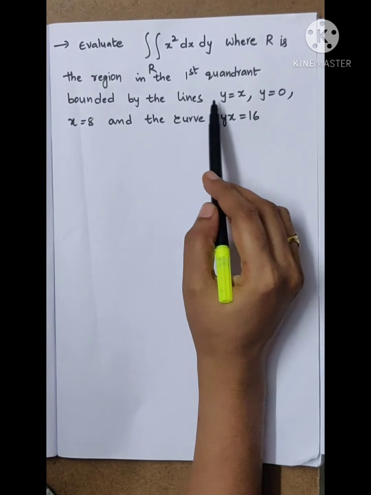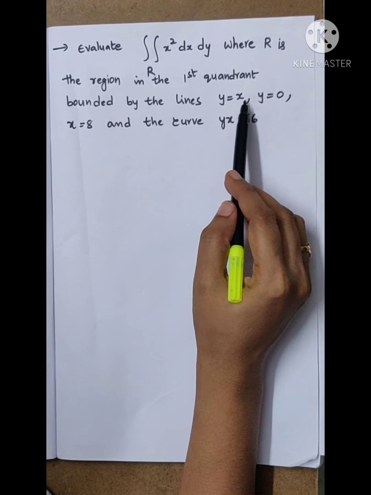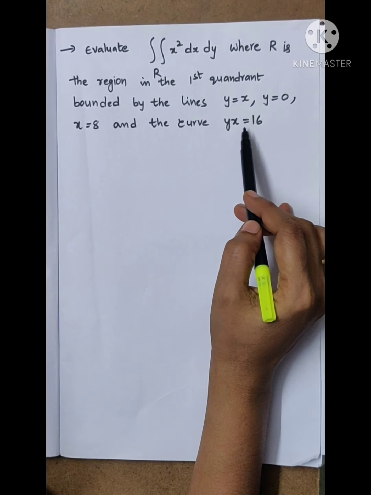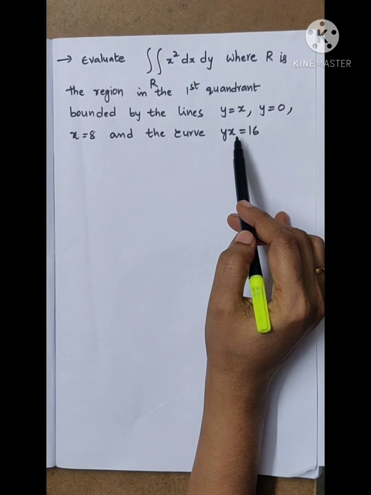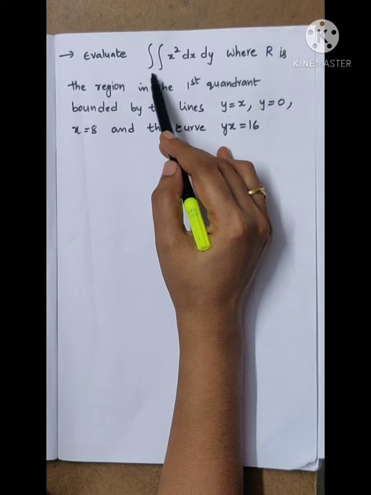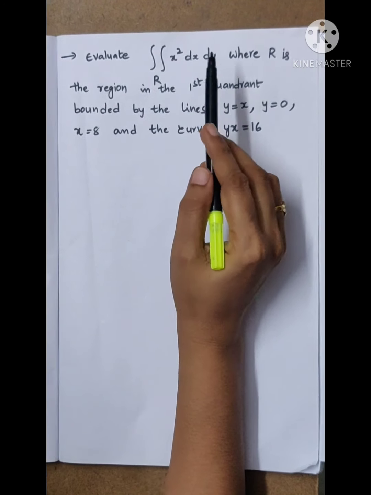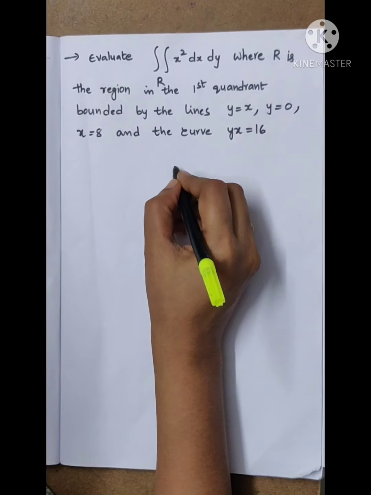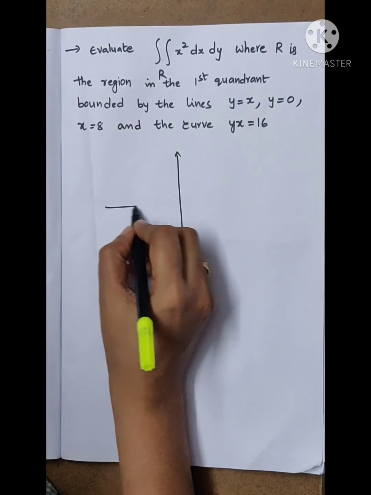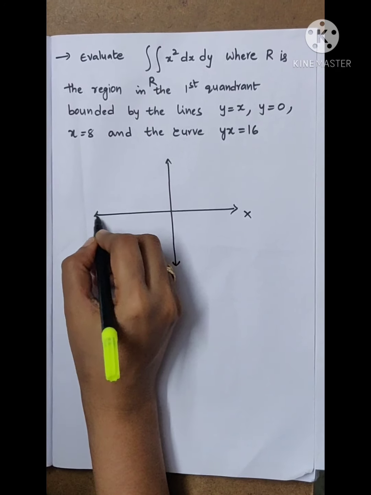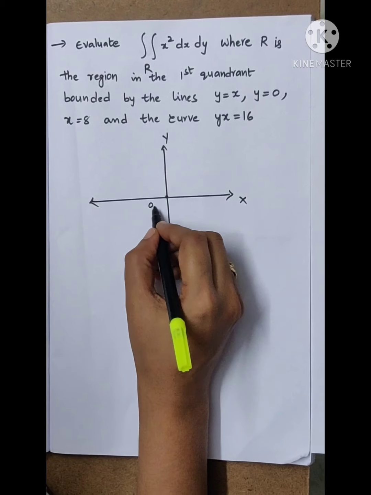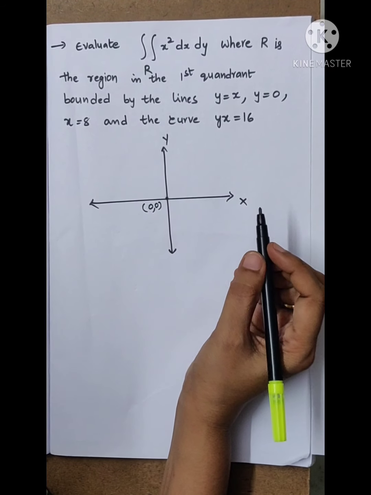R is bounded by the lines y equal to x, y equal to 0, x equal to 8 and xy equal to 16. To evaluate the double integral, first identify the region of integration. So first we take a rough sketch of the region of integration. Consider the xy plane, x axis, y axis, and this is the origin 0, 0.